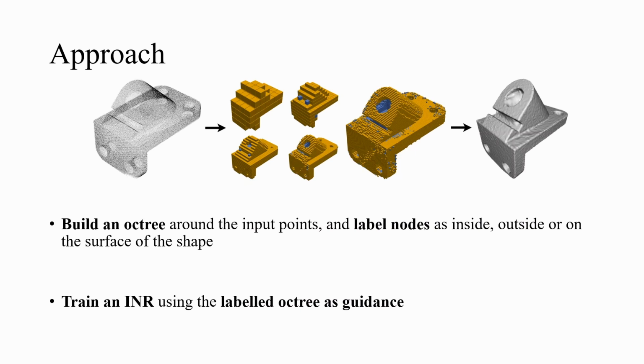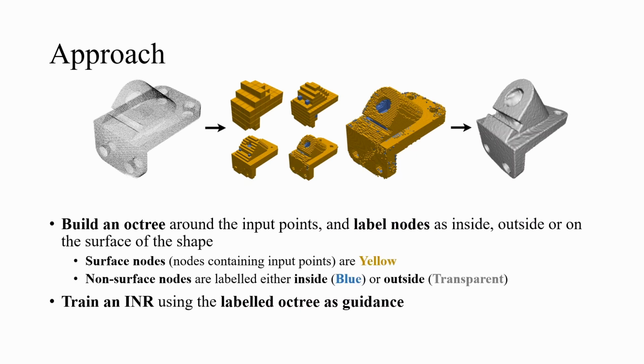Given an input point cloud, we first build an octree around the input points and label nodes as being on the inside, outside, or surface of the shape. We then train an INR using the labeled octree as guidance. When building the octree, we set any nodes containing input points as surface nodes, which are colored yellow. During the labeling step, non-surface nodes are labeled as either inside, which are colored blue, or outside, which we have made transparent.